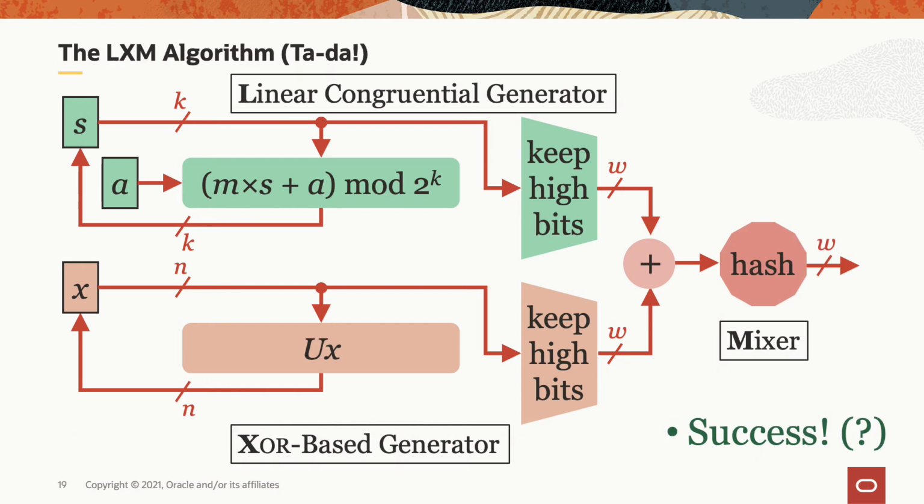With all of that as background, we can show you the diagram for the LXM algorithm presented in our paper. It is a simple combination of elements we've already seen. There is a linear congruential generator, an XOR-based generator. Those results are summed, and then the result is run through a hash function, also known as the mixer. And it is our thesis that this compound generator with a hash function added will successfully solve many of the problems that we faced heretofore.